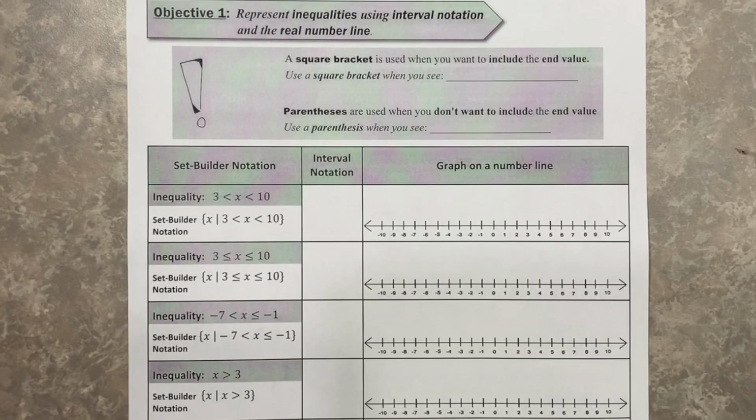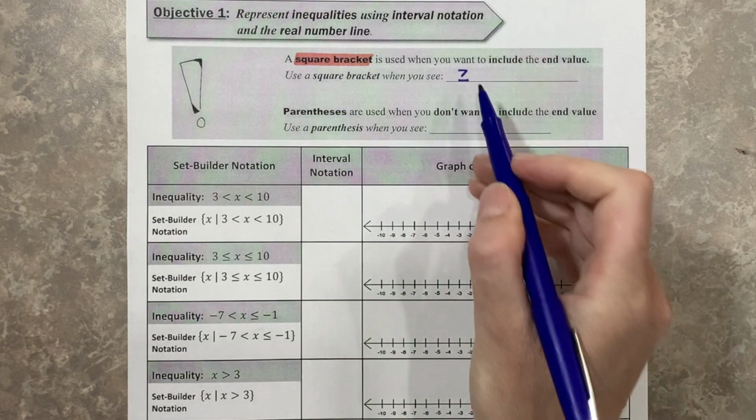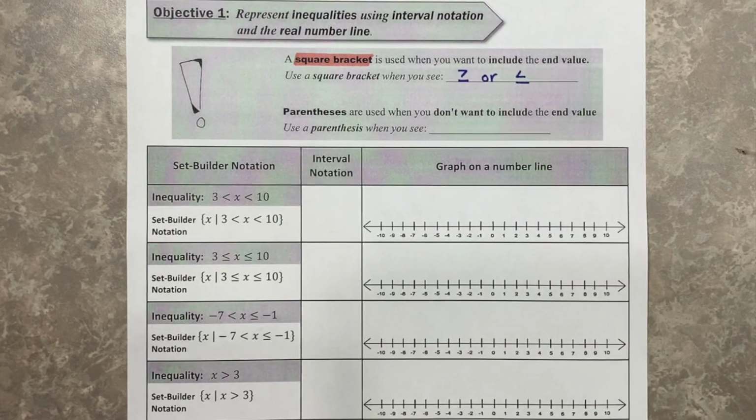To start, we want to make sure that we know the difference between when we use square brackets versus when we use parentheses. A square bracket is used when you want to include the end value. We're going to want to use a square bracket when we see a greater than or equal to symbol or a less than or equal to symbol. And square brackets look like this.